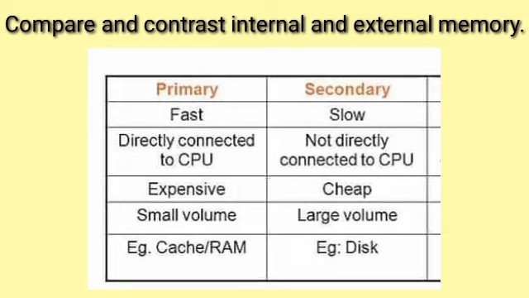Primary are expensive as well, and the example of primary is RAM and ROM. And secondary memory, the example is hard disk, floppy disk, any external memory which you attach to the computer. Secondary memories are also cheap in cost. And the last one is that primary memory can handle the small volume of data. However, you can store more amount of data in the secondary memory.